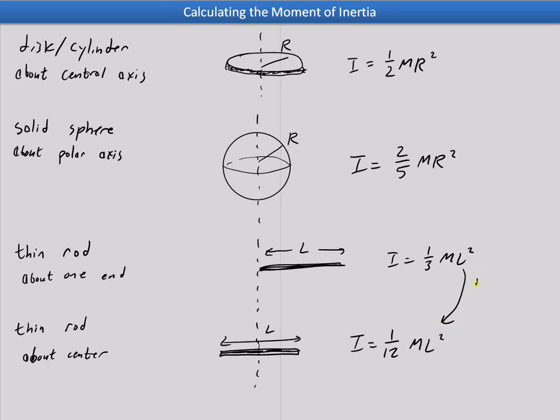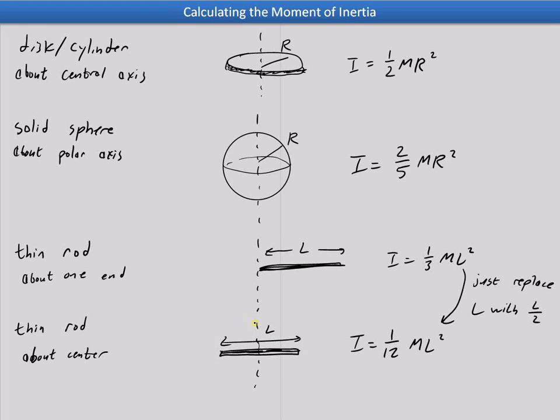We could actually figure that out. All you would have to do is use this earlier result and replace L with L over 2. You square it, you get a 4. 4 times 3 is 12. That's how you get a 1/12 ML squared. It doesn't really matter that there's a second side to this. It's just symmetric, so it wouldn't change anything.